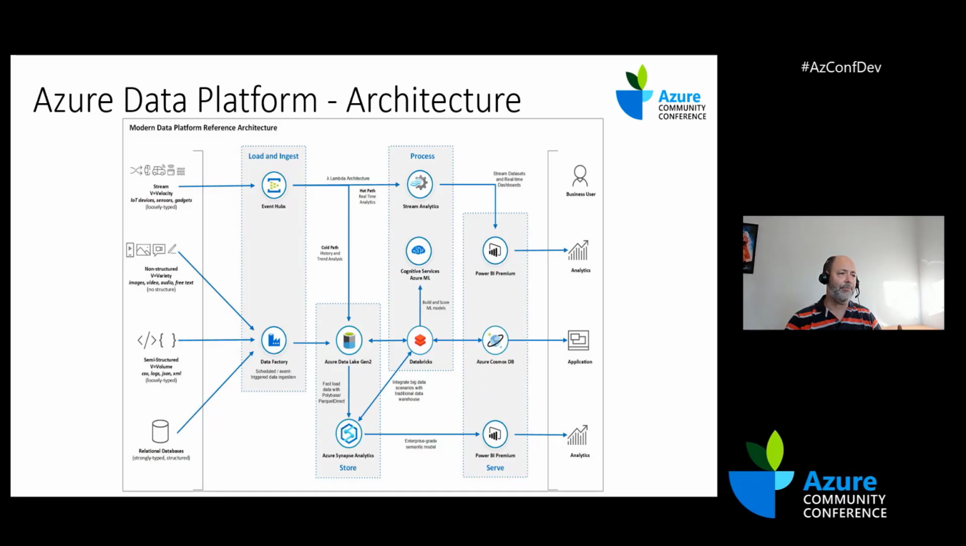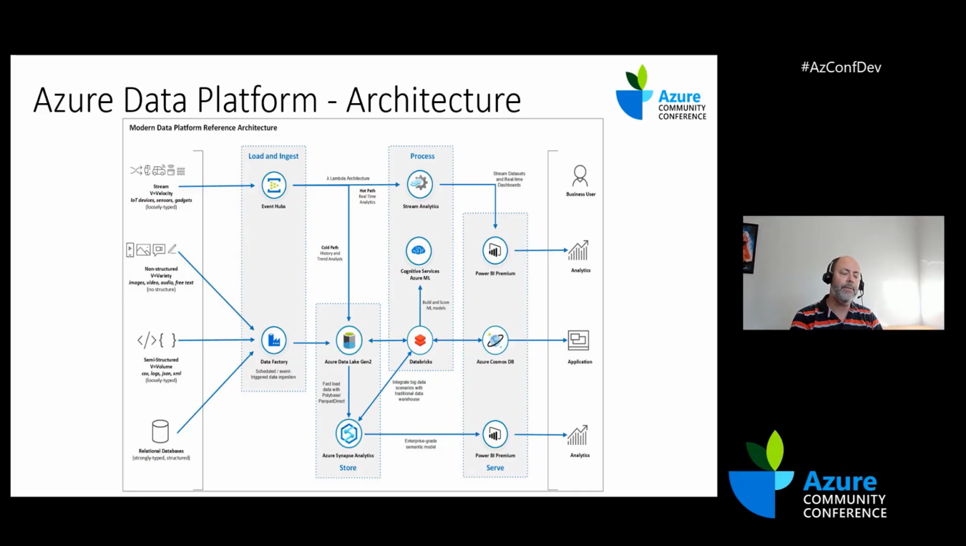Stream, we can get through IoT devices, sensors, gadgets, any kind of device that will generate events, right? Also, we have non-structured data like images, video, audio, text, etc. And we can also have semi-structured and relational data. All this as source for our project.